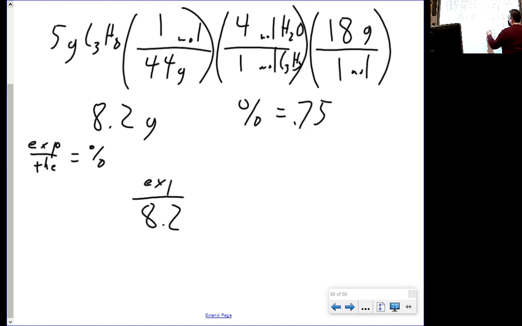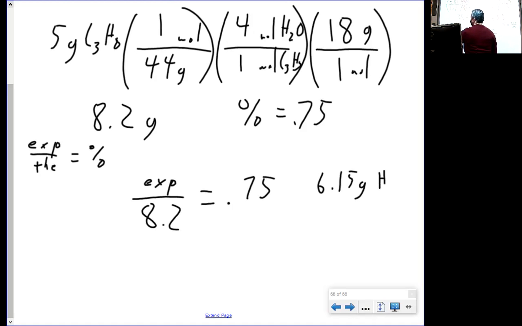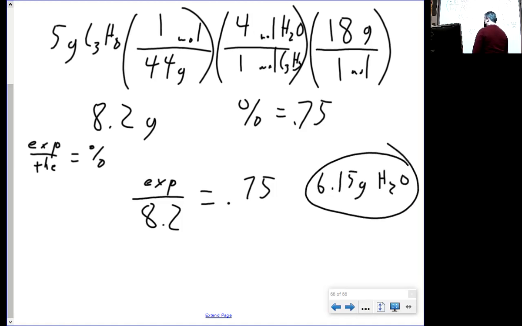You get theoretical times my percent, which is 0.75. And to do that math right there, you're just going to say 8.2 times 0.75. 6.15. 6.15 what? Grams. That's it. Like I said, 3 and 4 are pretty easy because you're just dealing with the percentage. You don't have to do any other calculations. You just do that last step.